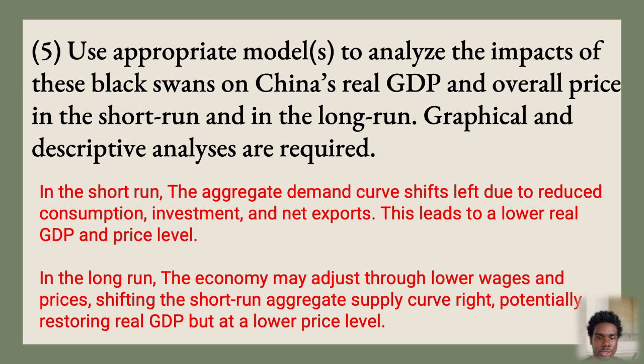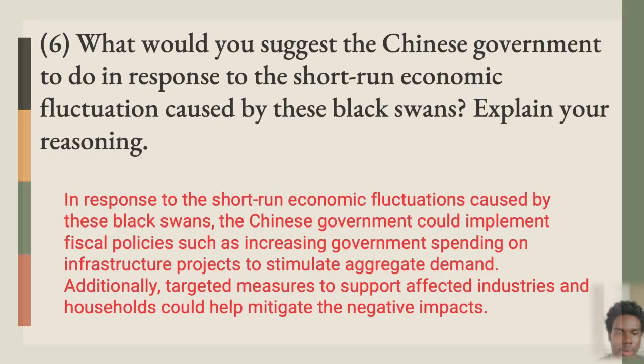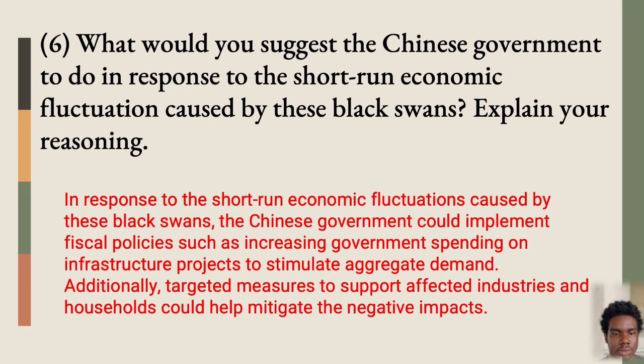And that would be the descriptive analysis I just read. So, yeah. Number 6. What would you suggest the Chinese government do in response to the short-run economic fluctuation caused by these black swans? Explain your reasoning.